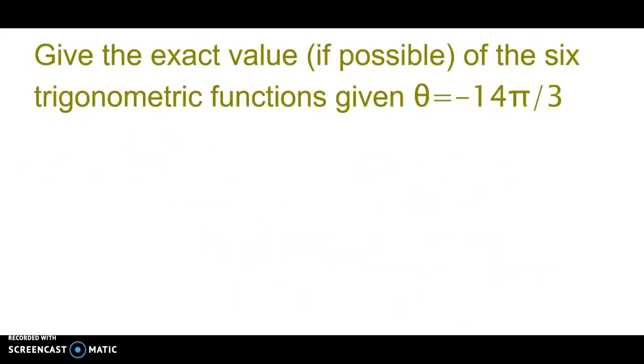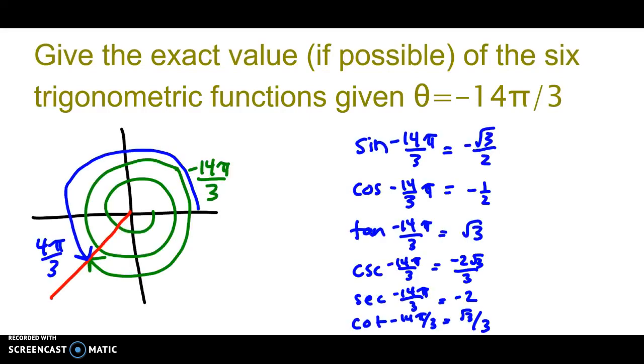Next example, it says give the exact value, if possible, of the 6 trig functions given that theta is negative 14 pi over 3. That's what you can do. All right, so I thought it was helpful to figure out what this looks like graphically. So I went negative 14 pi over 3, which I went 1 around, 2 around, and then by my third time here, I landed here, which is at 4 pi over 3. I'm looking at its coterminal angle. So knowing that it was at 4 pi over 3, that was really helpful and easy to figure out my 6 trig.